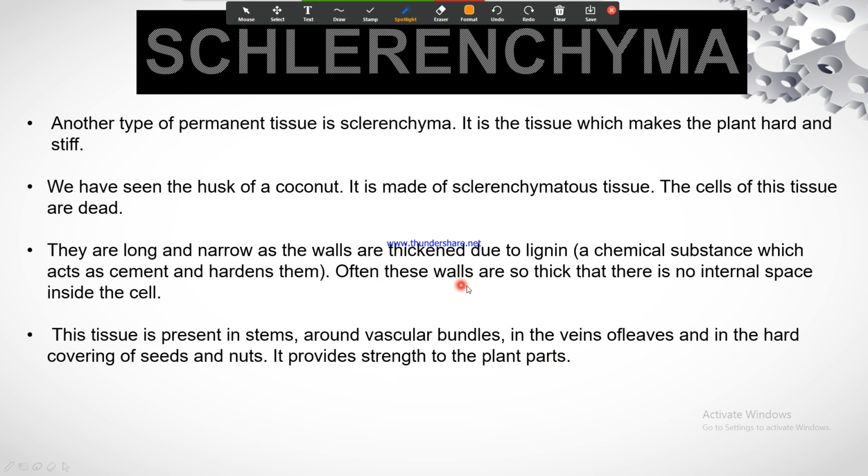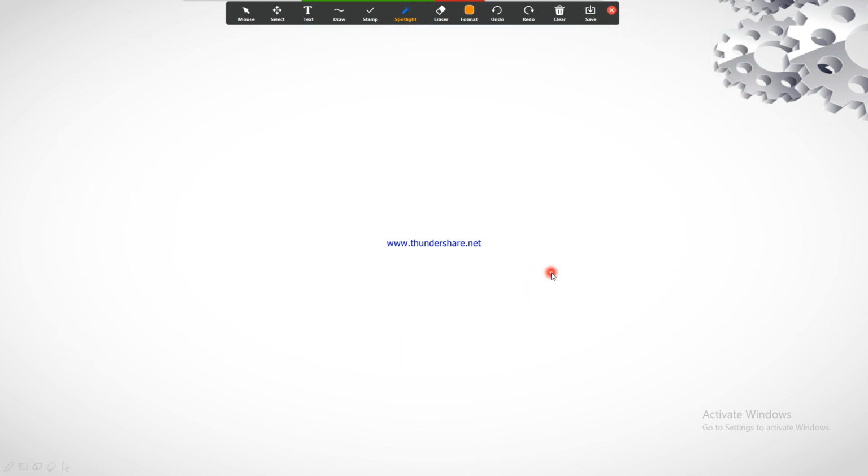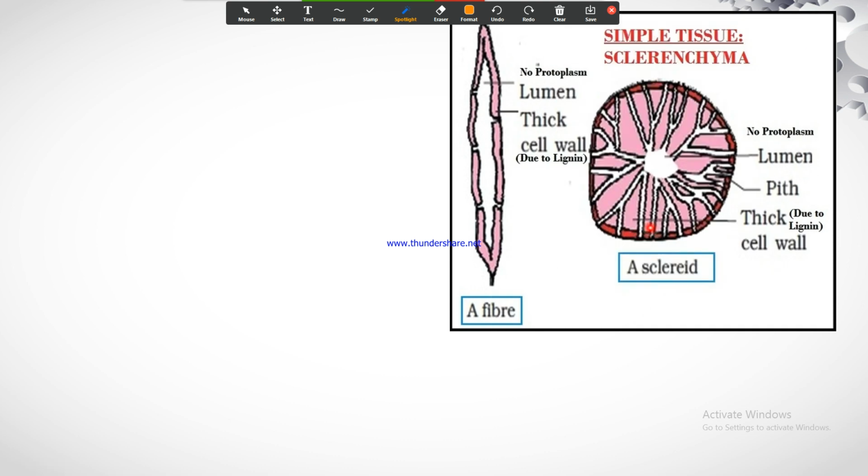Now we'll see how lignin is deposited in the cell. We can see the cell structure. This is a simple tissue, another type of simple permanent tissue, that is sclerenchyma. Sclerenchyma cells are elongated in nature, and the cell wall is completely deposited with lignin. How's the structure? This pink area indicates, in this microscopic structure, that they are filled with lignin substance. It acts as a hard cementing substance which makes the cells hard enough.